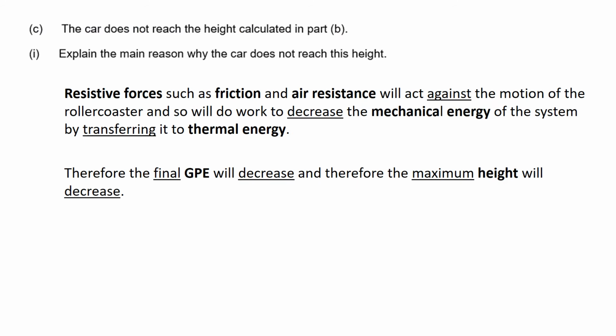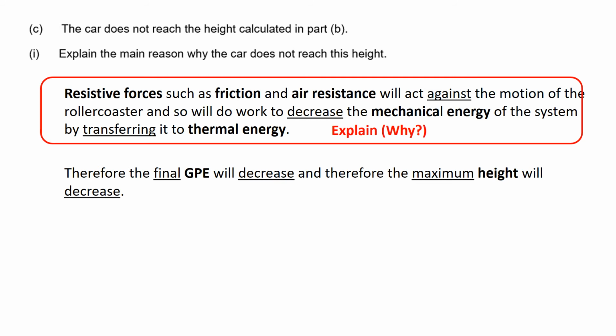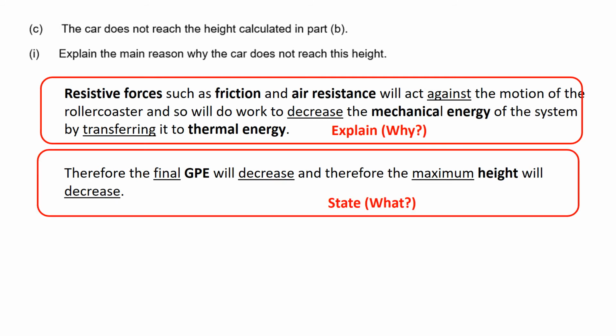So next, what we're going to do is explain why it doesn't reach this height. So I'm going to do this the same way as before. Our resistive forces are going to act against the motion of it. So they're going to act to decrease the mechanical energy by transferring it to thermal energy. So what we've done is we've explained why. So therefore, we'd expect the maximum height to decrease because our final GP is smaller.